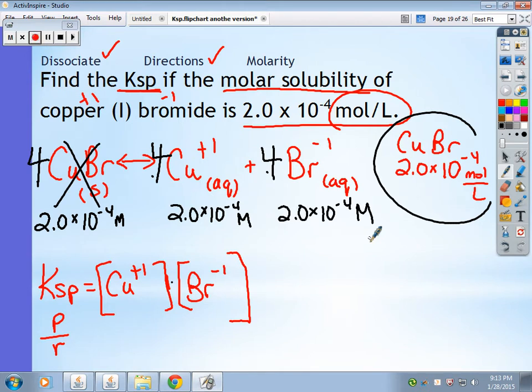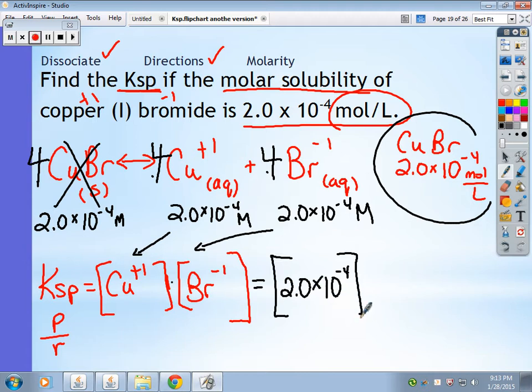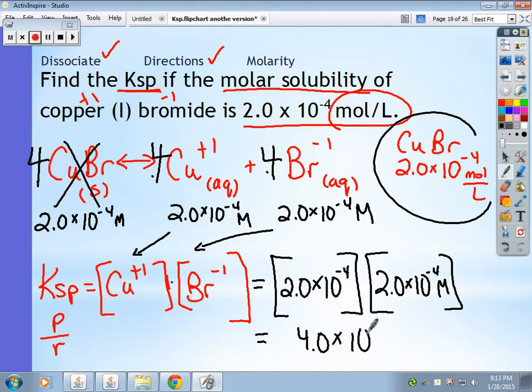Now, we dissociated, we wrote the expression. What goes in those brackets? The molarity, correct? So I'm going to write 2.0 times 10 to the minus 4th molarity, and that's for my copper ion, and 2.0 times 10 to the minus 4th molarity, and that's for my bromide ion. I'm going to do my math, and when I solve it, I get 4.0 times 10 to the minus 8th, and that is equal to my Ksp.